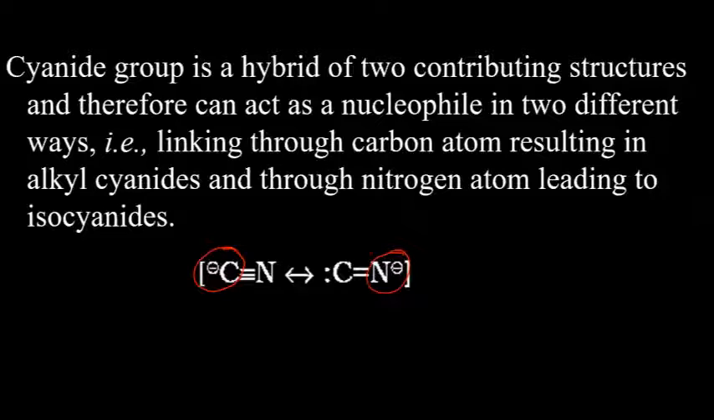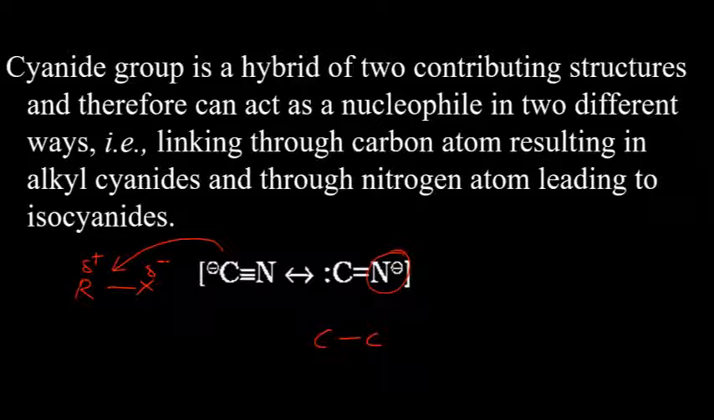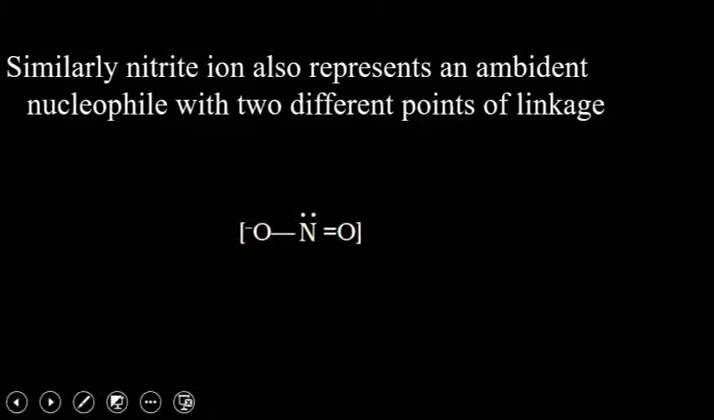But if carbon is not available, then obviously it has to get attached from the nitrogen. Otherwise, carbon-carbon bond affinity is greater than carbon-nitrogen bond. So if both ends are free, it will get attached from the carbon side. If the carbon end is not free, then it will get attached from the nitrogen side.